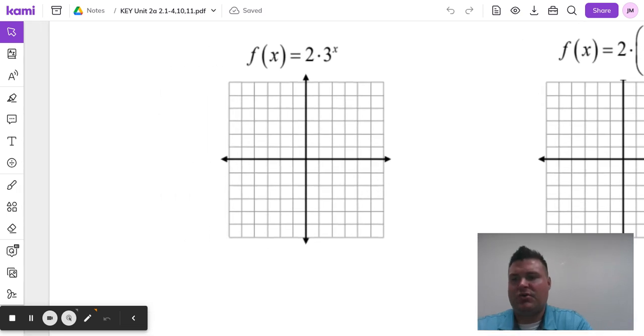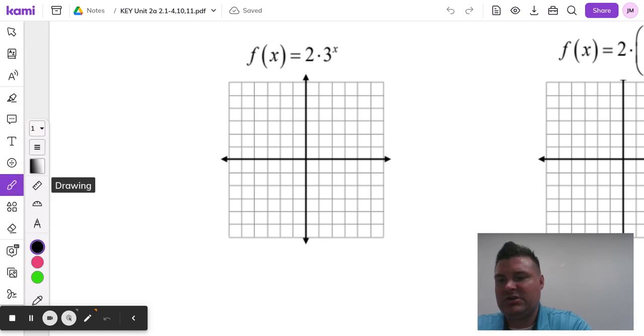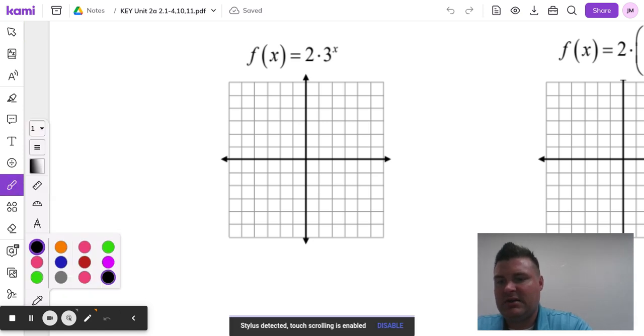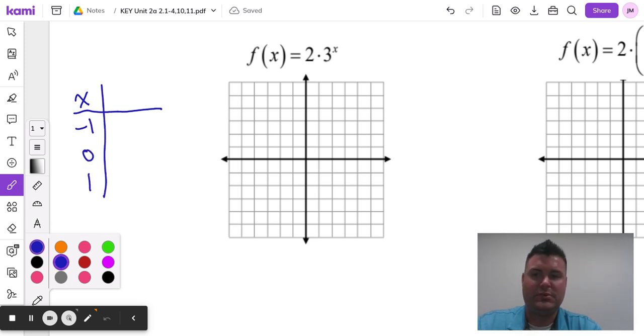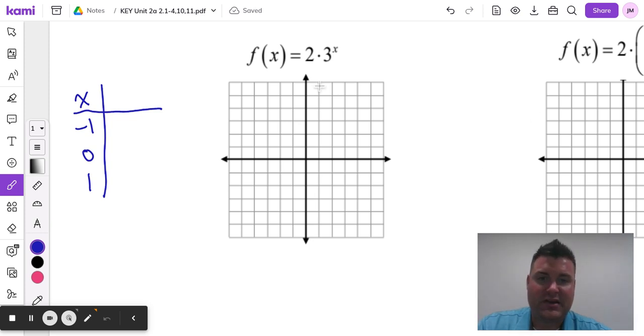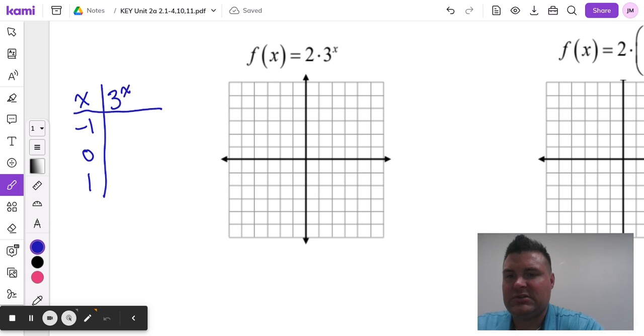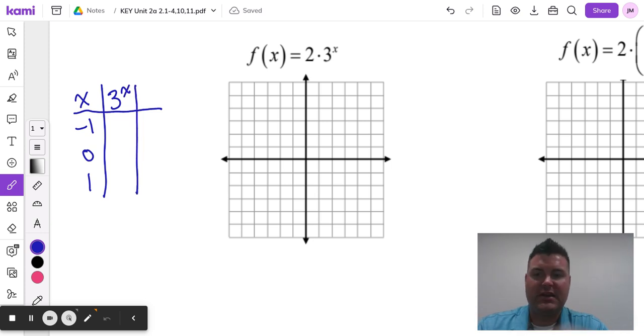Just to remind you how to graph exponential functions, you're going to pick 3 main x points. So I make a little chart right here. I always use -1, 0, and 1 for exponentials. If I'm looking at this one, the parent function is just 3 to the x before there's any transformations. So 3 to the -1 gives me 1/3, 3 to the 0 gives me 1, and 3 to the 1 gives me 3.